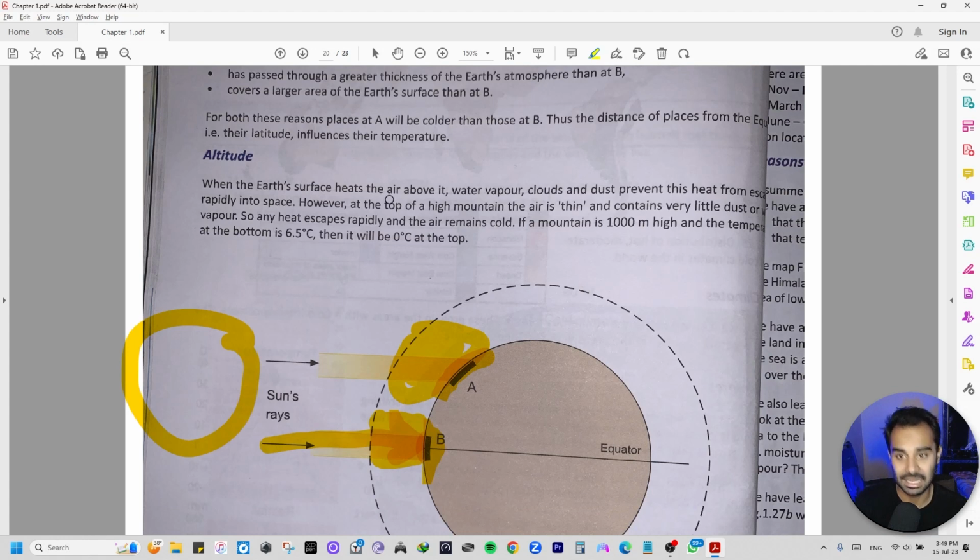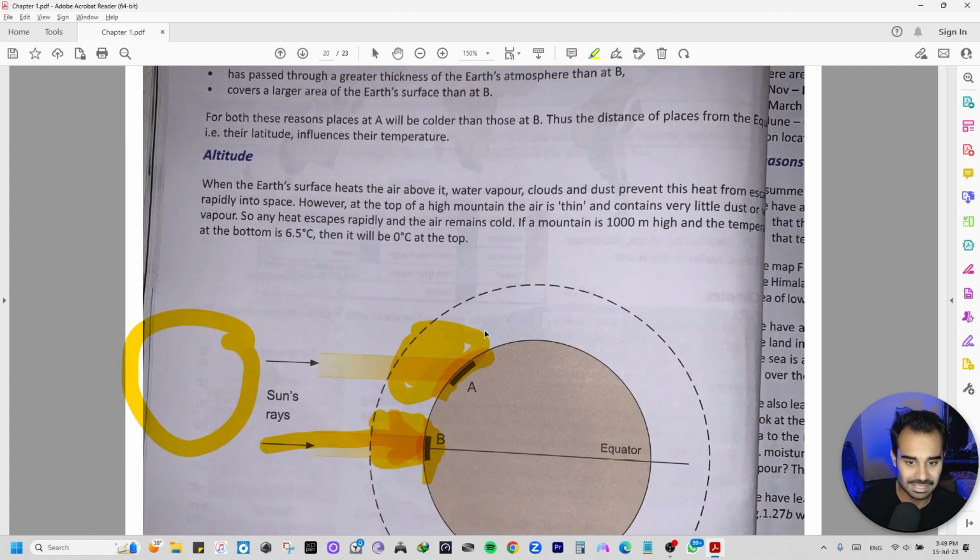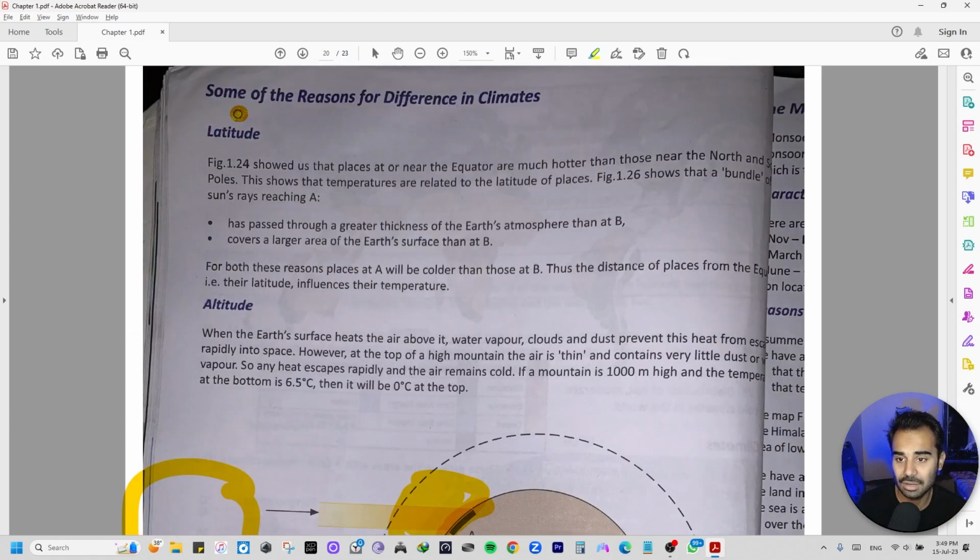Now, speaking about the altitude, guys, sorry, before we continue, let me just finish the last point. Over here it says that for both of these reasons, places at A will be colder than the places at B. Of course, it's a very common sense, very logical thing to understand. Thus, the distance of places from the equator, for example their latitude, influences their temperature. So this is how latitude plays a role in this entire thing.